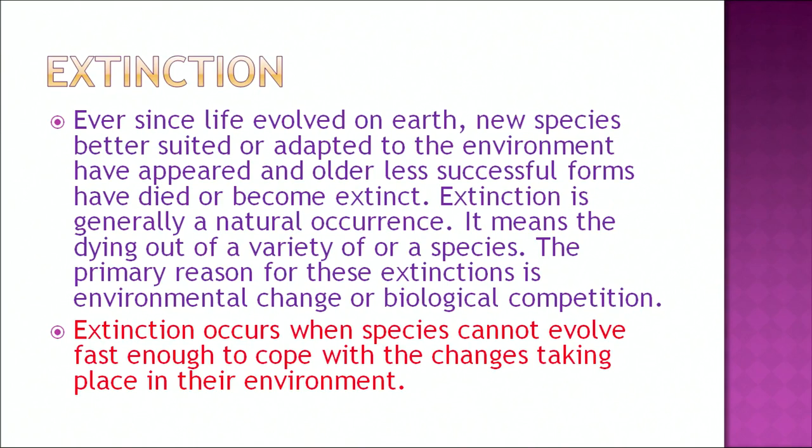Coming to another important topic, extinction. Ever since life evolved on Earth, new species better suited or adapted to the environment have appeared and older, less successful forms have died or become extinct. Extinction is generally a natural occurrence. It means the dying out of a variety of a species. The primary reason for these extinctions is environmental change or biological competition. Extinction occurs when species cannot evolve fast enough to cope with the changes taking place in their environment.